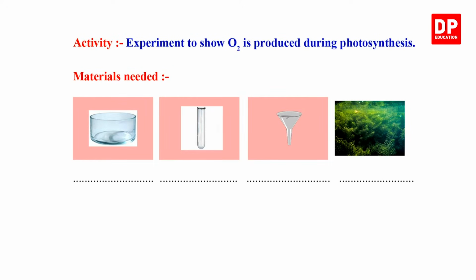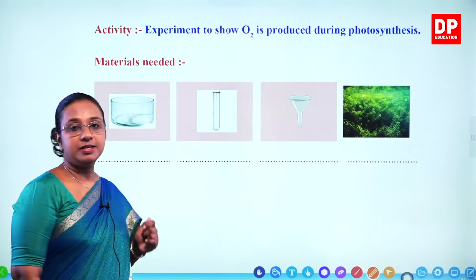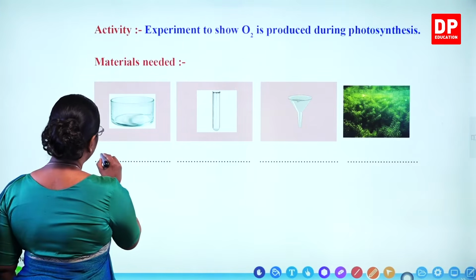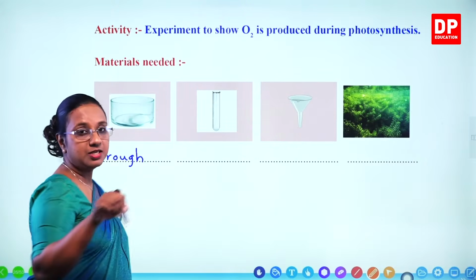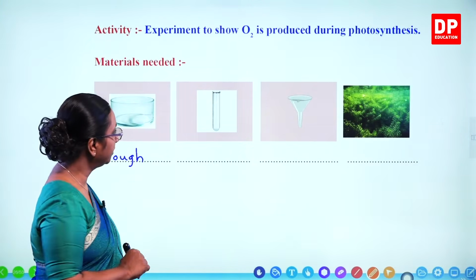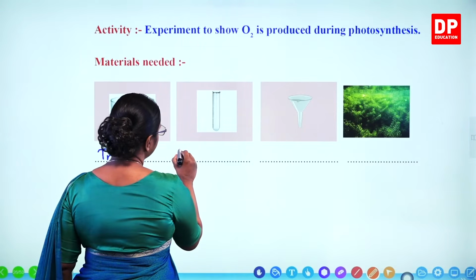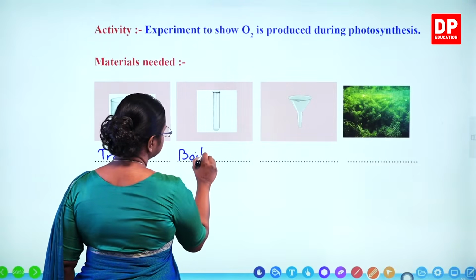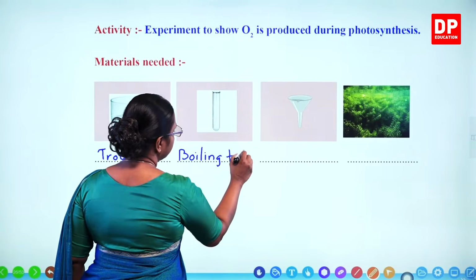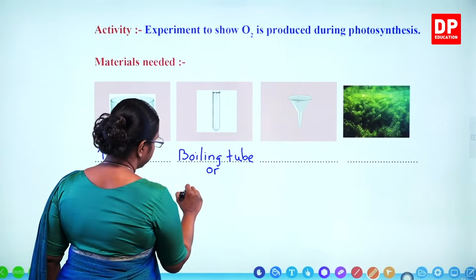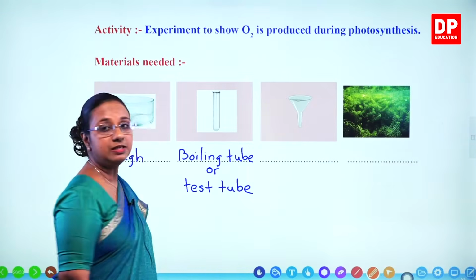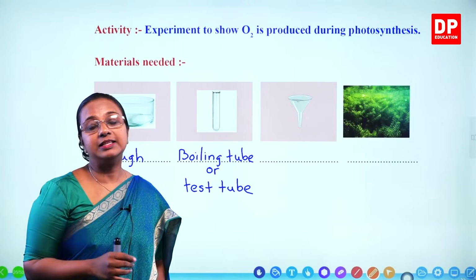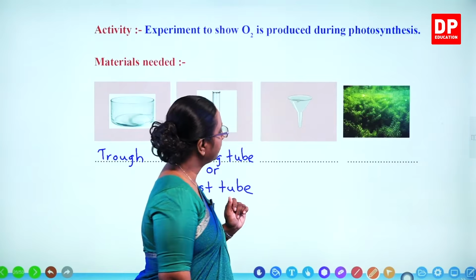Experiment to show oxygen is produced during photosynthesis. For this, we need these materials. We need a trough, a large container to take water. Then we can use a test tube or a boiling tube. Because here we don't have to heat the tube, it's just to collect the gas, so it can be any of the tubes.